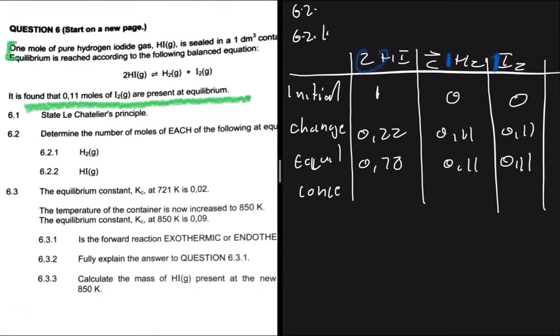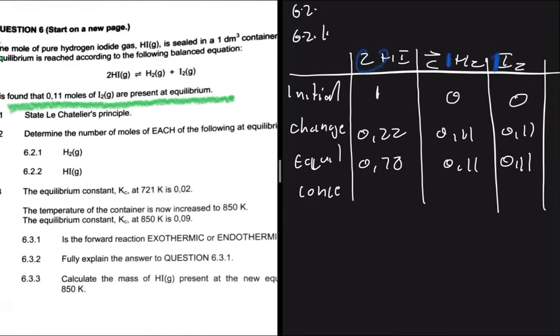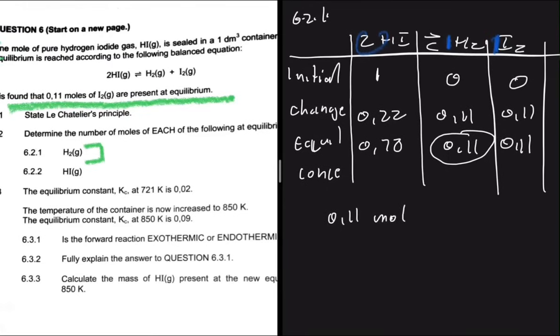So for 6.2.1, we're looking for the number of moles of H2 at equilibrium. Here they are: 0.11 moles. And then the number of moles of HI at equilibrium, here they are. We have them now, right? We have 0.78 moles. And all this work just for 1 mark.